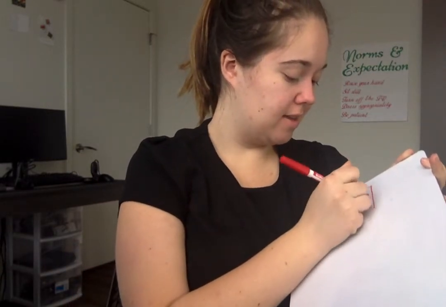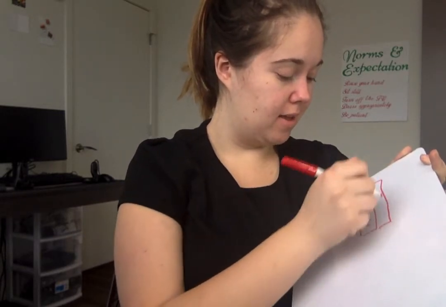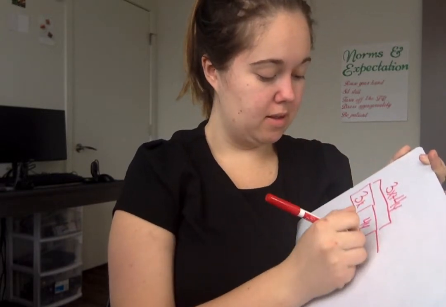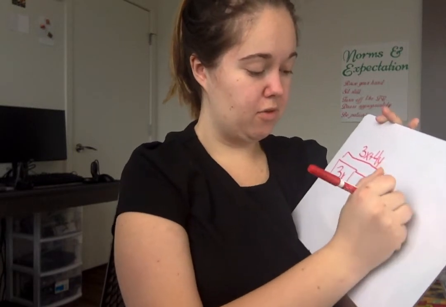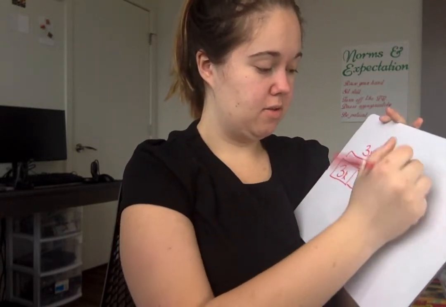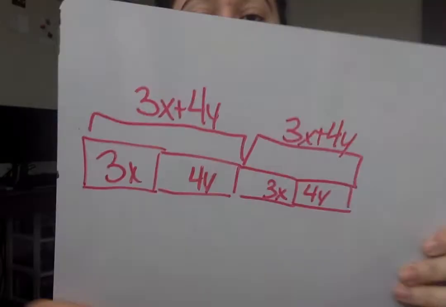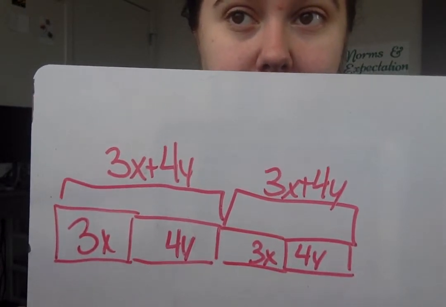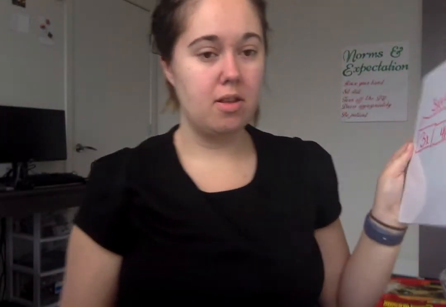So 3x, 4y, that's 3x plus 4y, and then 3x, 4y, that's 3x plus 4y, just like that. I'm just making 2 copies of that first model. So now, are there any terms that we can combine in this example?